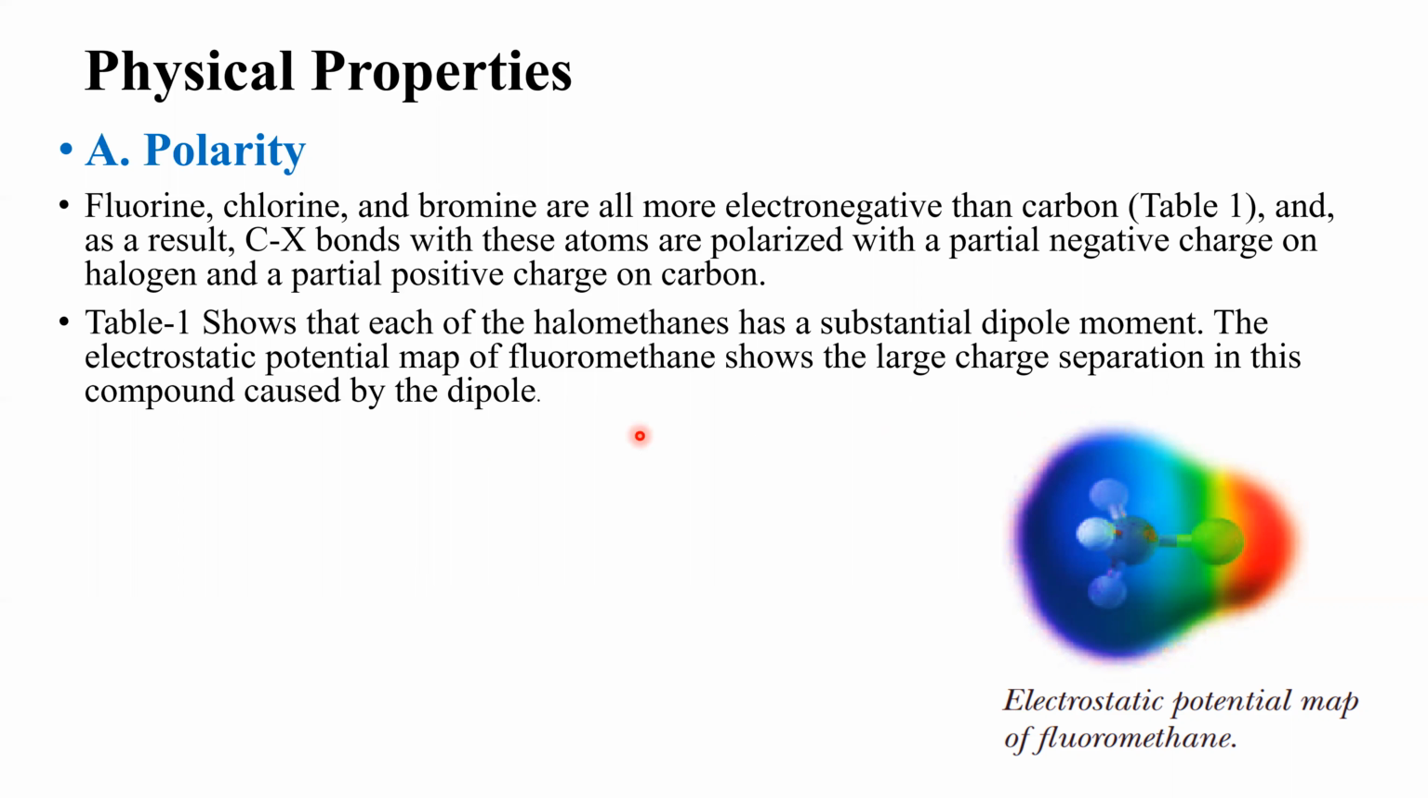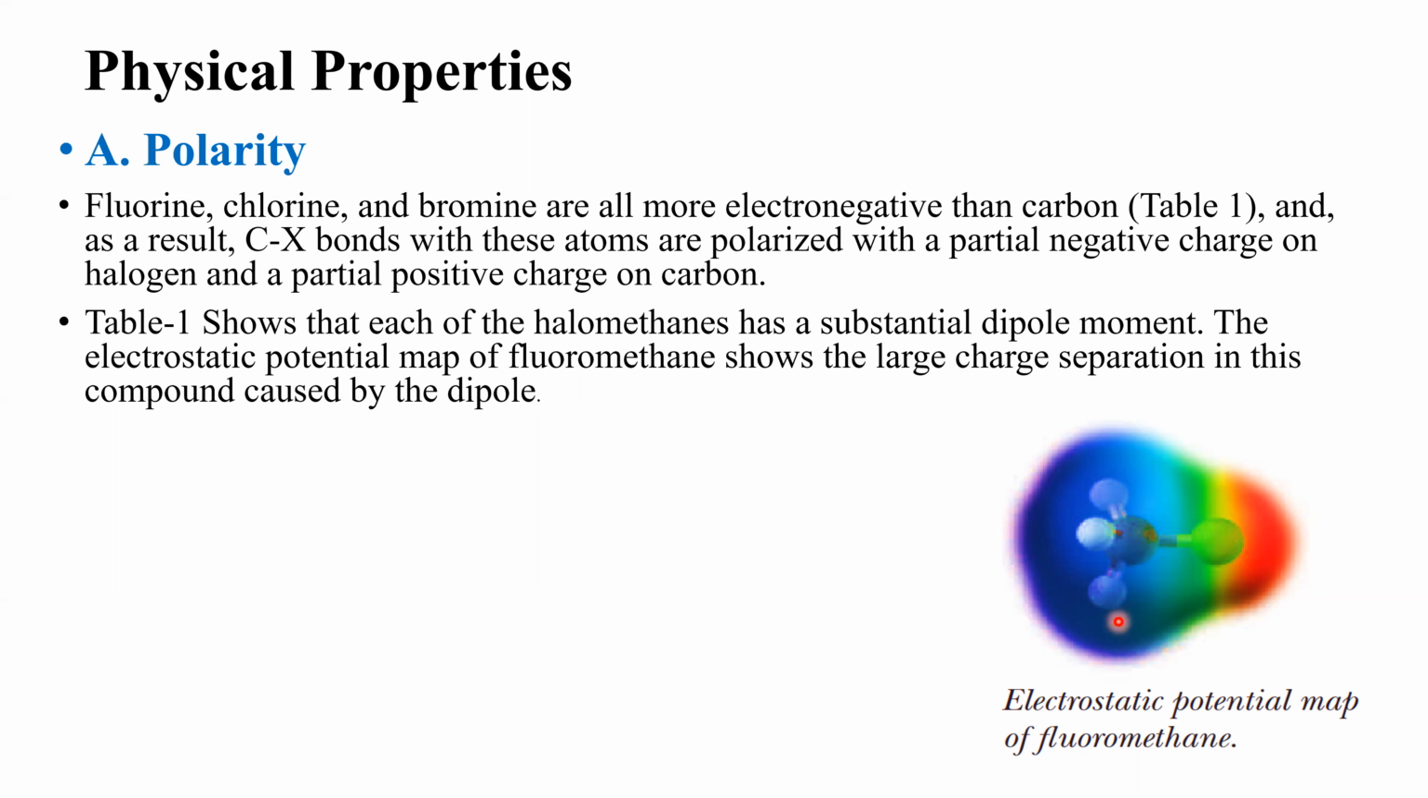This picture is the electrostatic potential map of fluoromethane. Fluorine is very small compared to chlorine, bromine, and iodine, and at the iodine level it is quite big. Fluorine is very small, comparable to hydrogen in some properties like size, though it is bigger than hydrogen, but it is a very tiny element among the halogens.